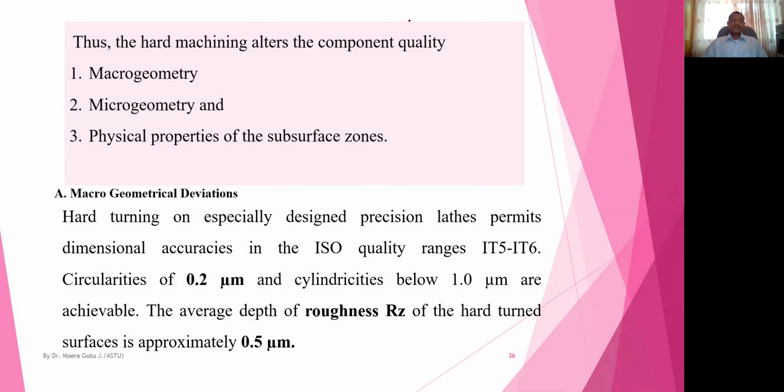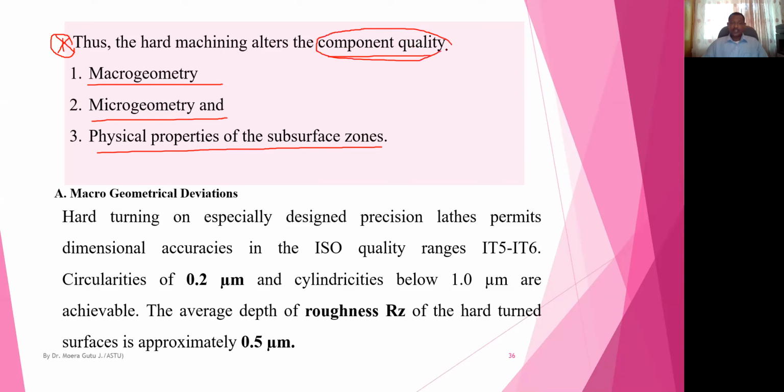So thus hard machining alters the component quality. Better remember this one. The component quality during hard machining is either microgeometric or the physical property of surface zones. I'm going to explain these: the microgeometry at large scale, at millimeter scale, the micro level, and the physical property of surface zones. So machining alters the component quality. What we call the component quality, we will see.